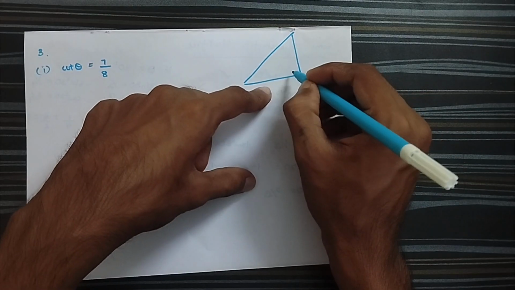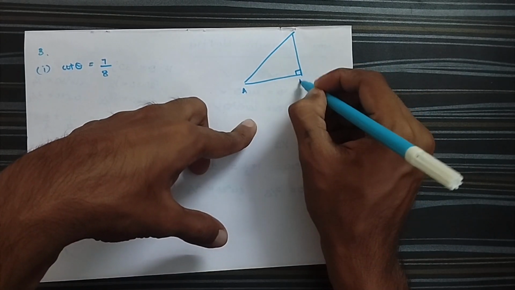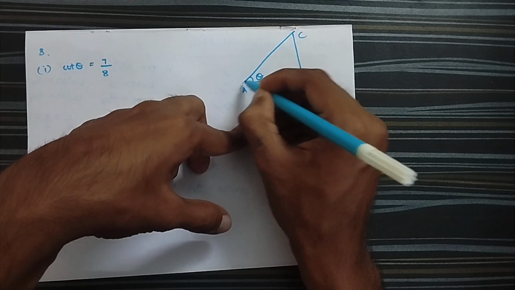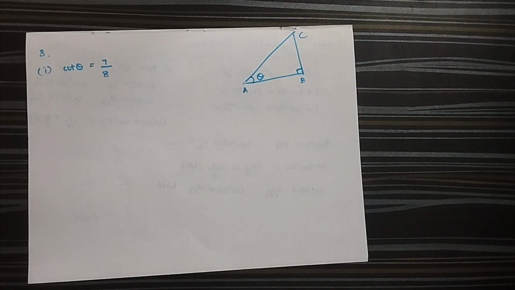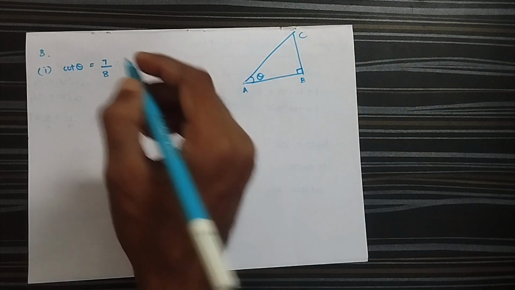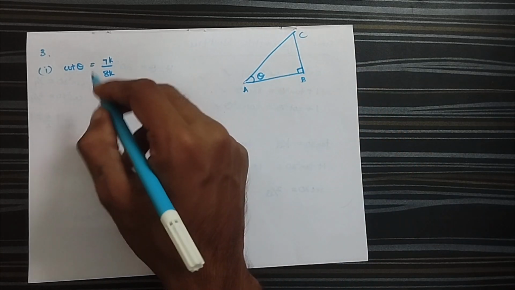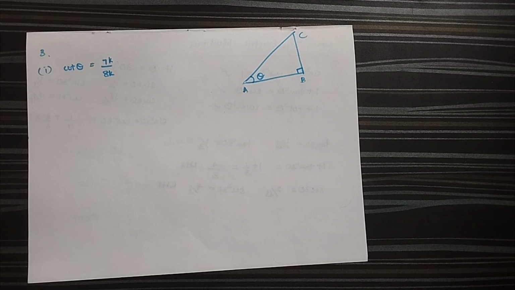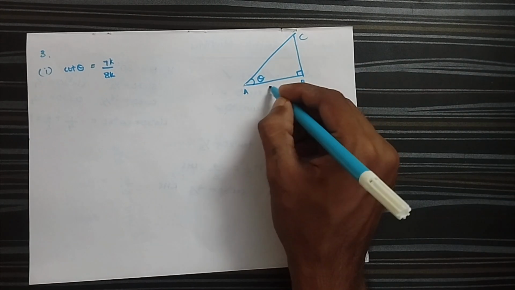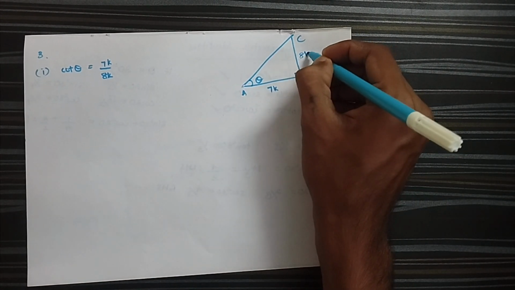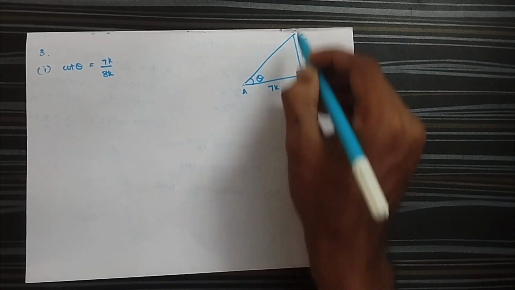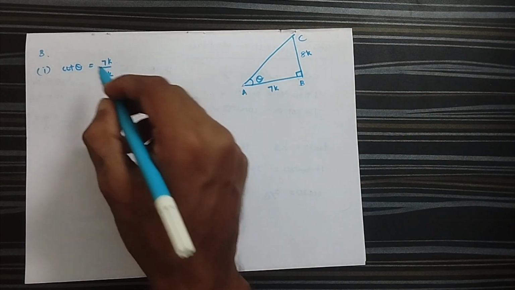If we draw a triangle, and this is the right angle, we label it ABC. We name this theta. Okay, so far so good. And we know cot theta is adjacent by opposite. So if we multiply this by a factor of k, since we don't know the actual length, we just know it's the multiples of 7 and 8. AB is the adjacent side, so adjacent by opposite is cot. So this would be 7k and this would be 8k, which gives our ratio 7k by 8k.